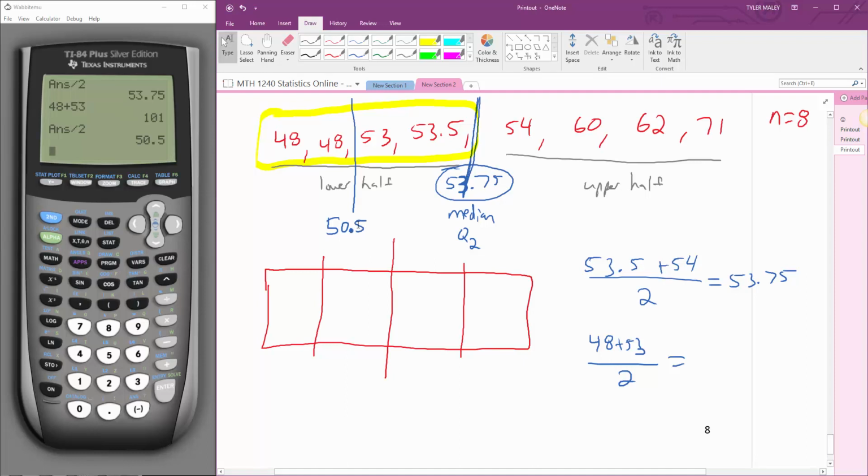And then we need to do the same thing with the upper half, right? Find the middle value in between here. So we find the number in the middle between 60 and 62. So if we average those, you should get 61, right?